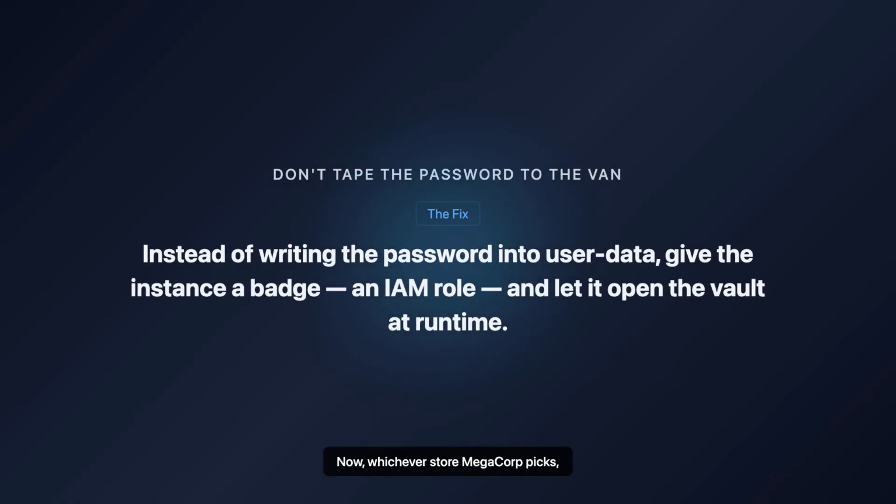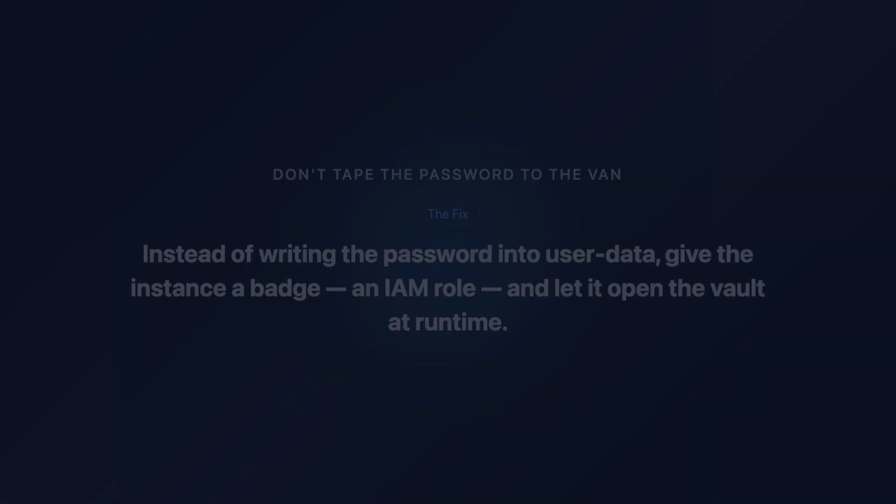Now, whichever store MegaCorp picks, they still have to solve the original sin, the password sitting in plaintext user data. Think about it this way. Taping the vault password to the side of the delivery van is exactly what putting a secret in user data does. Anyone who walks past can read it. Instead, you give the driver a company badge, an IAM role attached through an instance profile. At each stop, the badge proves who they are, and the vault opens. The password is never written down on the van at all.